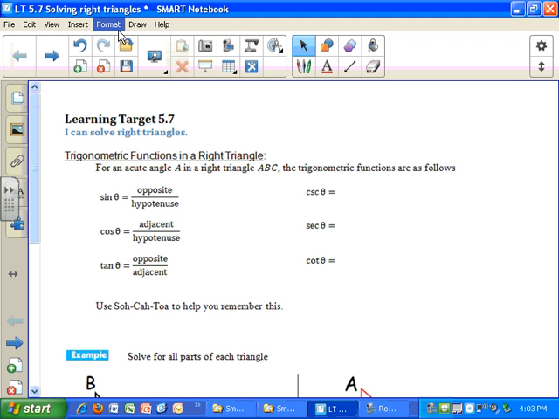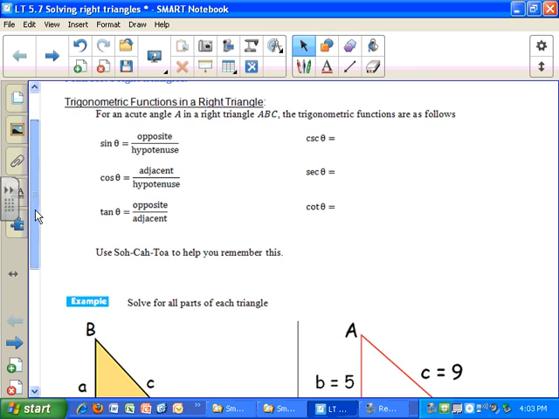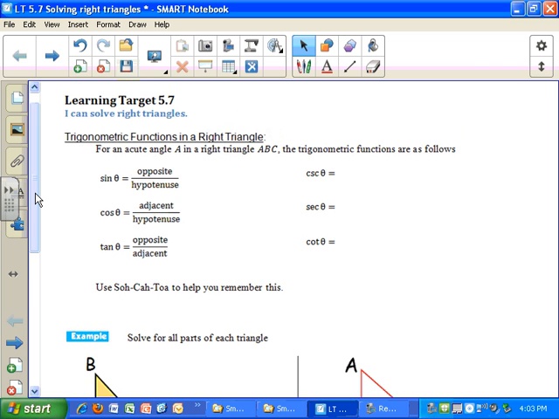The video for Learning Target 5.7 is going to be split up into 2 videos. So for the first video, we're going to cover this first page of the notes, which is solving right triangles. When we say solve a right triangle, that means find all the missing information, whether that's missing angles or missing side lengths. So these 3 trig functions are the same that we have mentioned before.